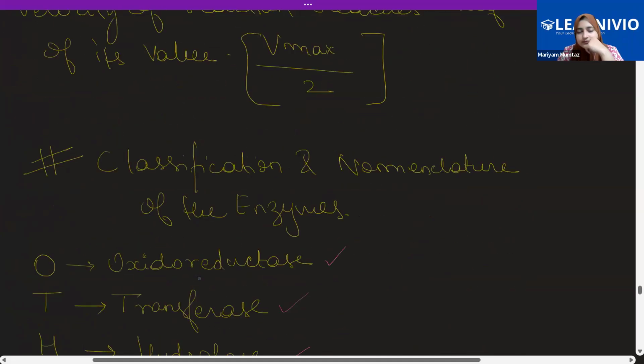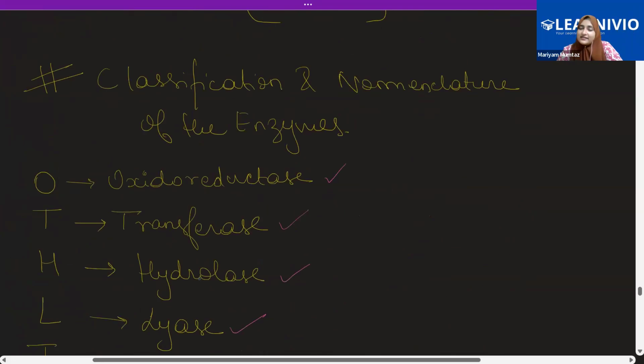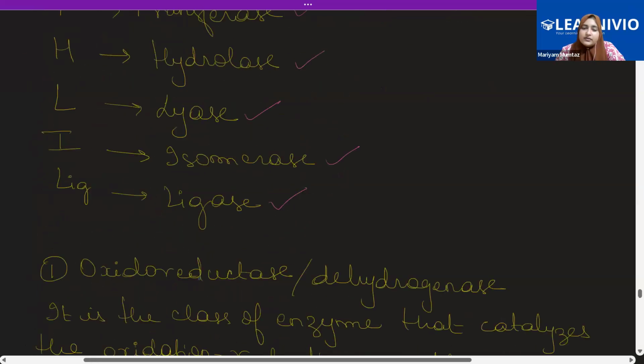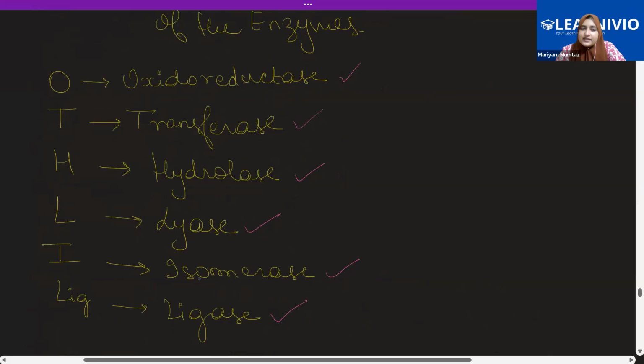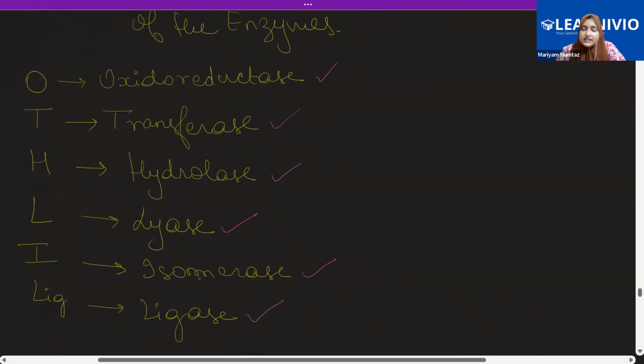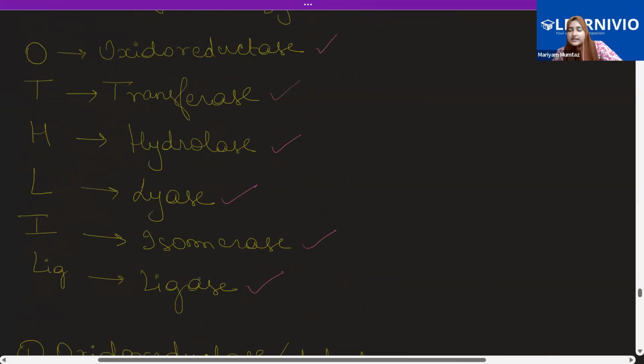Now, just like how you have studied the classification and nomenclature of organisms, the same thing you have to do here for enzymes. There are different classes of enzymes present and they are named accordingly. The classes of enzymes are oxidoreductase, transferase, hydrolase, lyase, isomerase, and ligase. These are the different classes of enzymes.